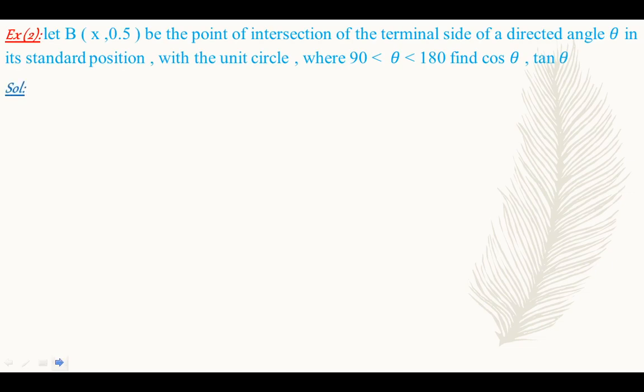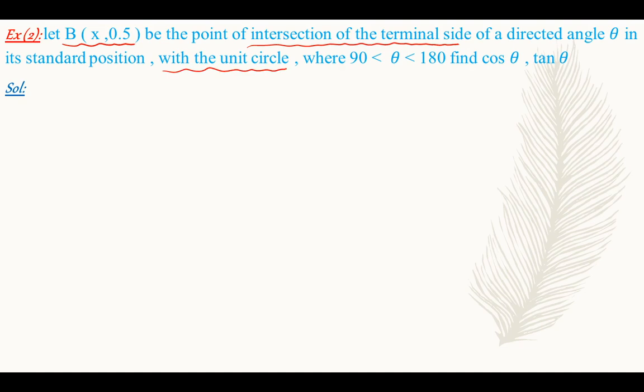Another example. This is another idea in this lesson. Here we have the point B. Let the point B (x, 0.5) be the point of intersection of the terminal side of a directed angle theta in its standard position with the unit circle, where theta is bigger than 90 degrees and smaller than 180 degrees. Find cosine theta and tan theta. Okay? So if you find in the problem that the point B (x, 0.5) is the point of intersection of the terminal side of the directed angle theta with the unit circle.